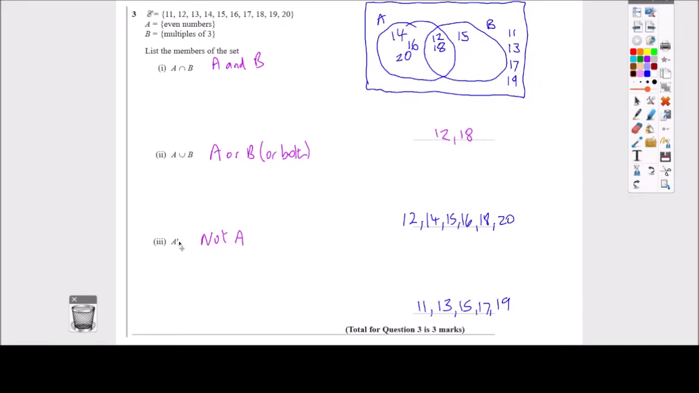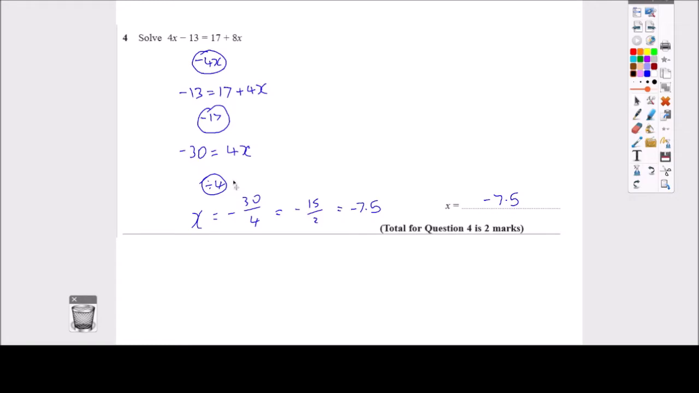Now, A dash means just not in A. So the numbers that are in A are 14, 16, 20, 12, and 18. They're all in A. So not in A is going to be the 15 in B and these numbers on the outside. So putting those into numerical order, 11, 13, 15, 17, and 19.